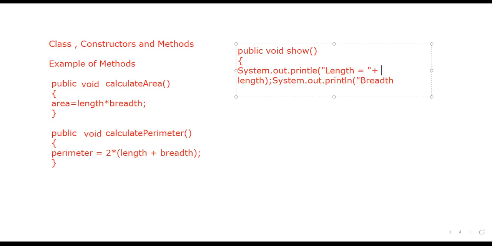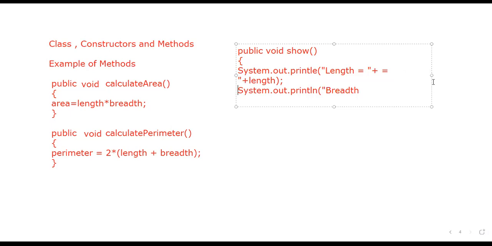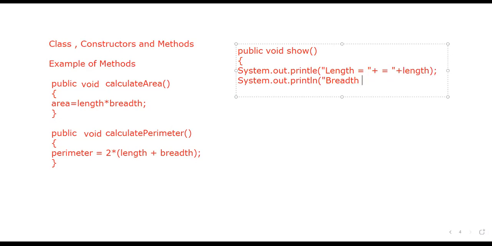Breadth. Basically these are showing the values, right? Understood? Yes, ma'am. Just wait, what has happened? Breadth is equal to quotations plus breadth. Okay, this is one, and here I don't have to write this. Length is equals to plus length, breadth is equals to plus breadth.